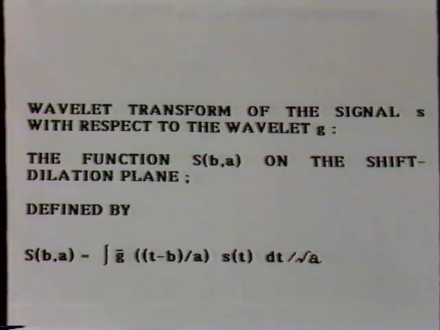You can now see the formulas which define the wavelet transform of the signal S with respect to the wavelet G. The result is the function capital S of B and A. B is the shift parameter and A is the dilation parameter. In the integral, you see G bar. It is the complex conjugate of G.